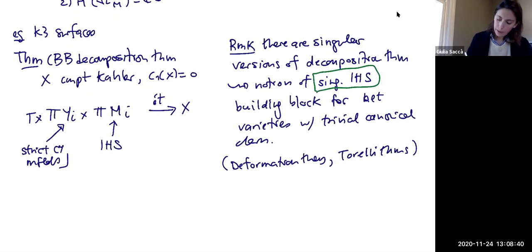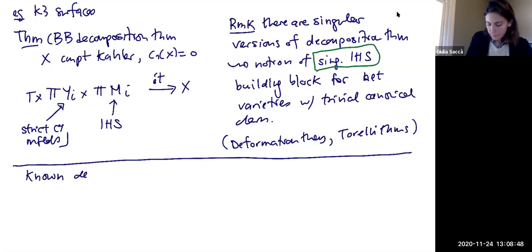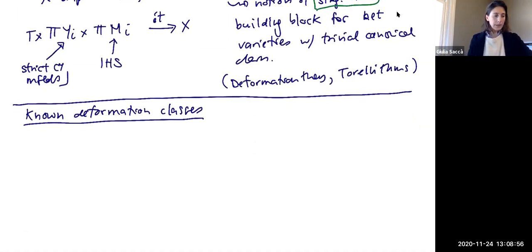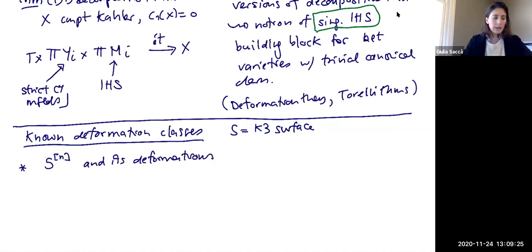And before going ahead and telling you some properties of these guys, I'll remind you what the known deformation classes are. A lot of them are well known to you all, but maybe just to fix notation. So in the whole talk, S will be a K3 surface, and usually it will be a projective, algebraic K3 surface. So the first deformation class is that of the Hilbert scheme of n points on a K3 and its deformations. It's a 20-dimensional family. The projective ones inside that are 19-dimensional families. And I will describe some of the deformations of these guys in a moment.